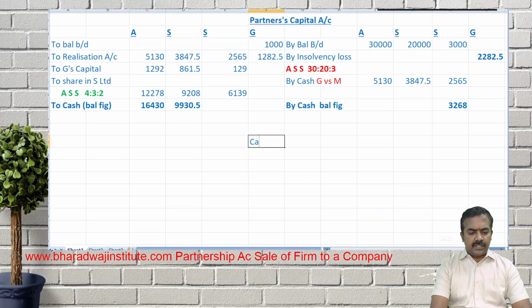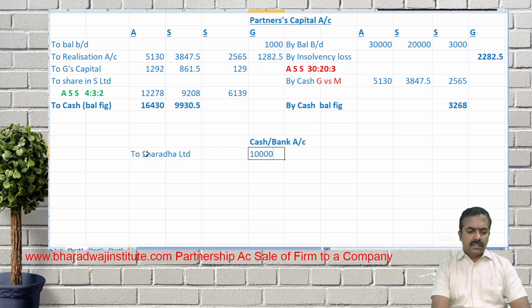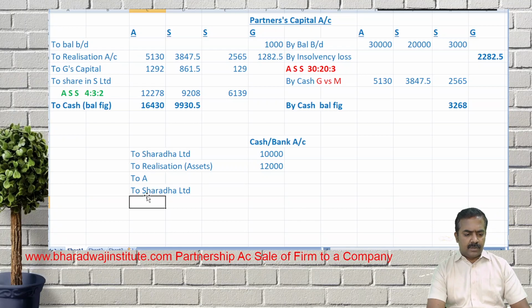You have to verify with cash or bank account. To Sharda Limited, எவ்வளவு பர்ச்சேஸ் வாங்கியிருக்கோம்? Cash consideration 10,000. 10,000 to realization of assets. Assets realized, எவ்வளவு realize பண்ணிருக்கோம்? 12,000. அந்த Garner versus Murray rule A, yes கொண்டு வந்த cash.